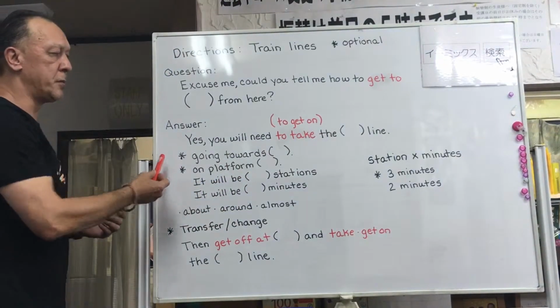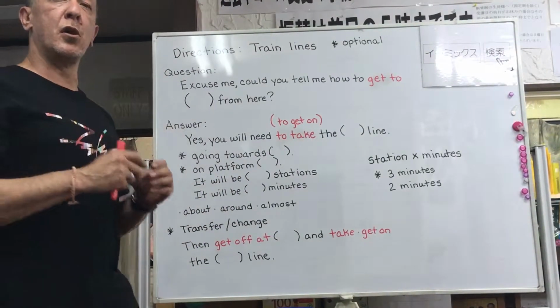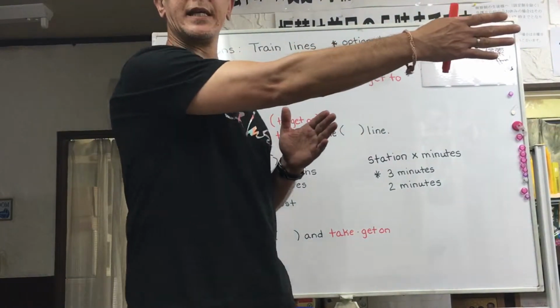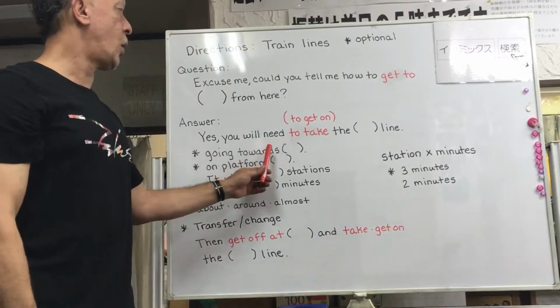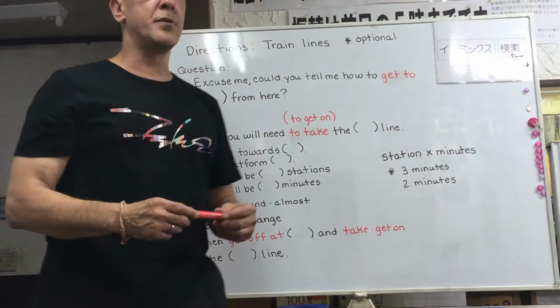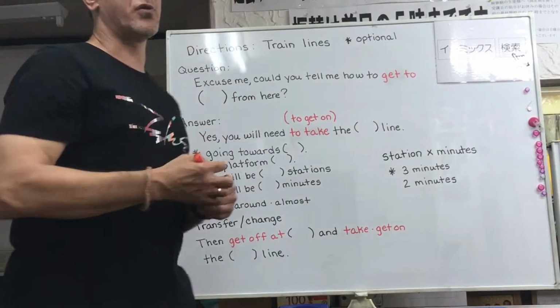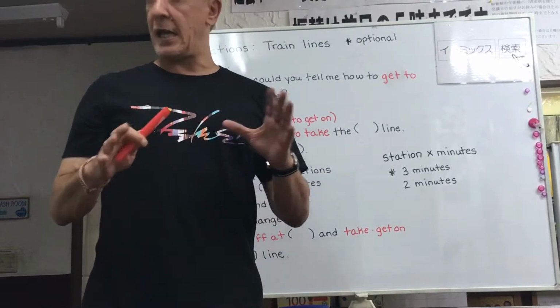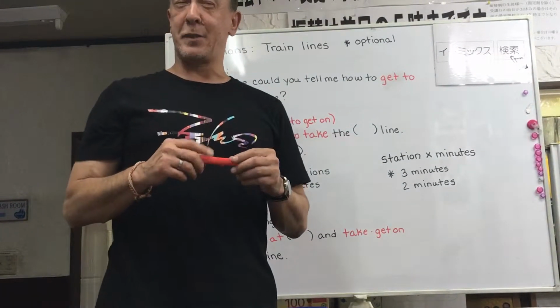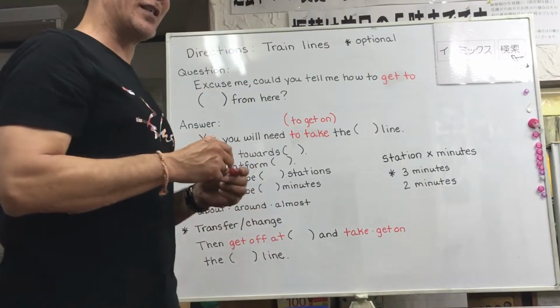Here on these asterisks, of course, this is an optional form of extra directions. One optional form is if you know where the train is heading, going towards. That's, for example, the Sobu local line. If we are going towards Tokyo, perhaps the last station will be Mitaka or Nakano.